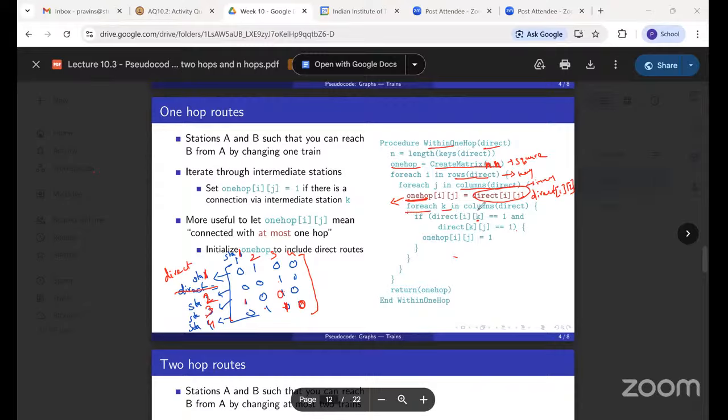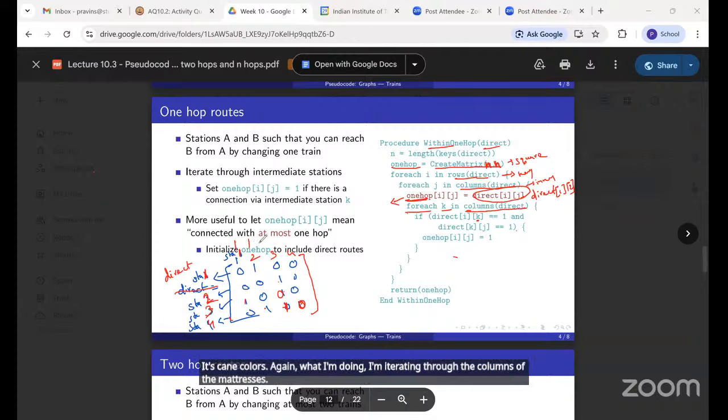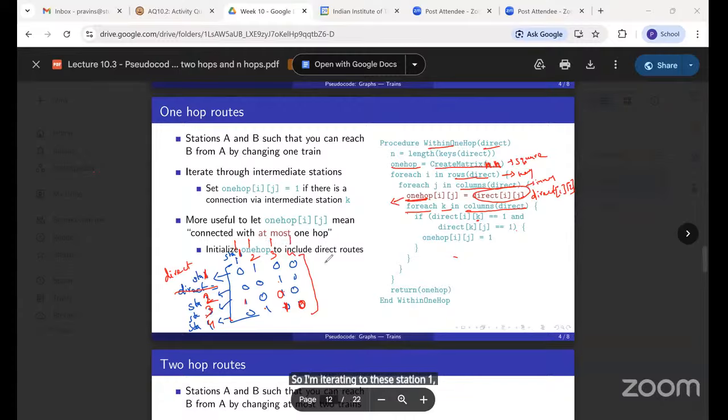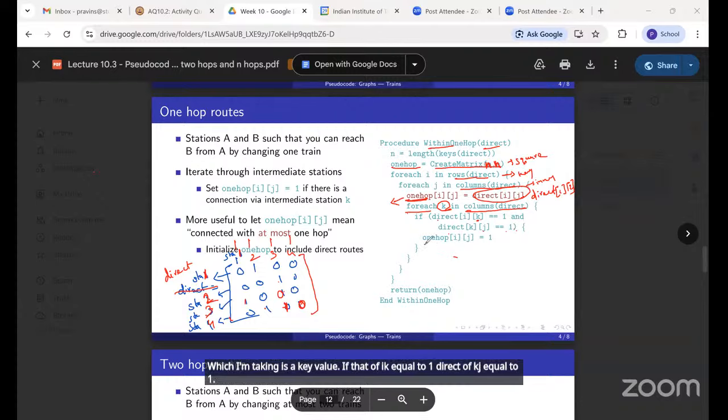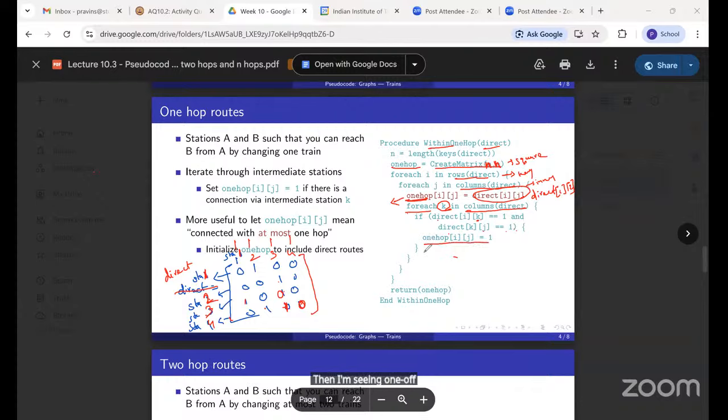It's k in columns. Again, what I'm doing, I'm iterating through the columns of the matrices. So I'm iterating through station 1, station 2, station 3, station 4, which I'm taking as a k value. If direct of ik equal to 1, direct of kj equal to 1, then I'm saying one-off of ij equal to 1. And how many of you can understand this?